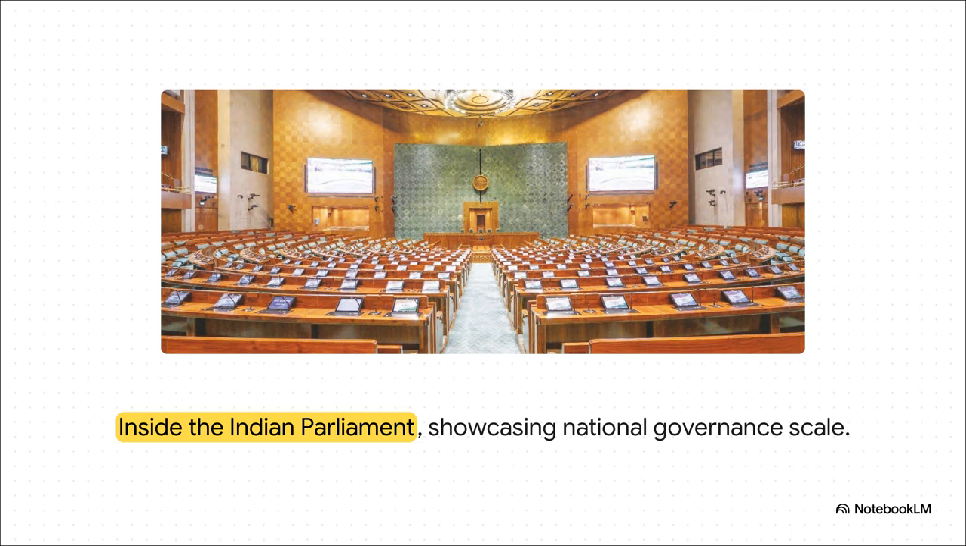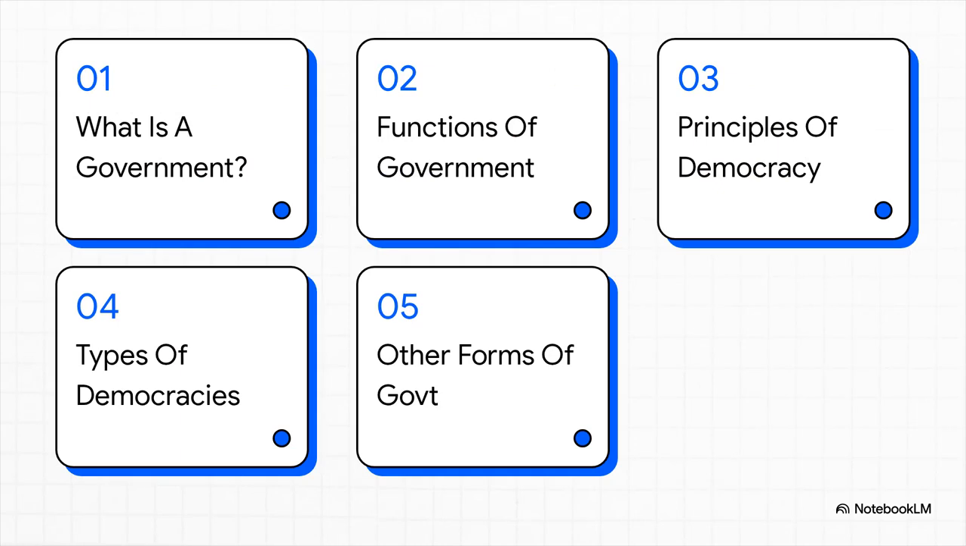Now imagine stepping inside the Indian Parliament. The sheer scale of it, the hundreds of seats, that grand architecture, it perfectly captures just how massive national governance really is. But thinking about a room like that begs a pretty fundamental question, doesn't it? Who actually gets to decide that the people sitting in those seats are the government? How exactly do they get their authority? Well, that is exactly what we're going to answer today.